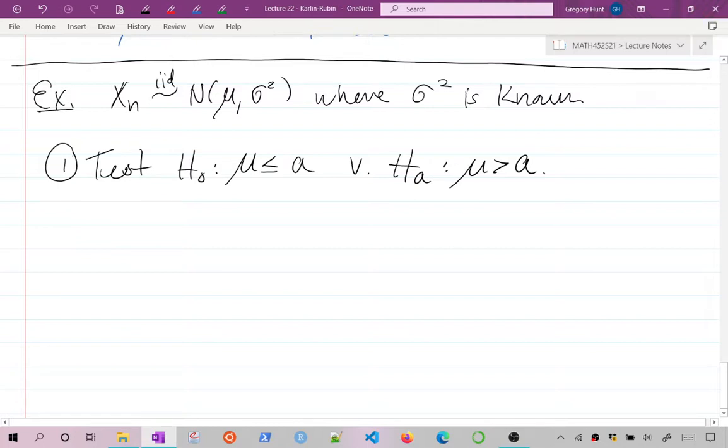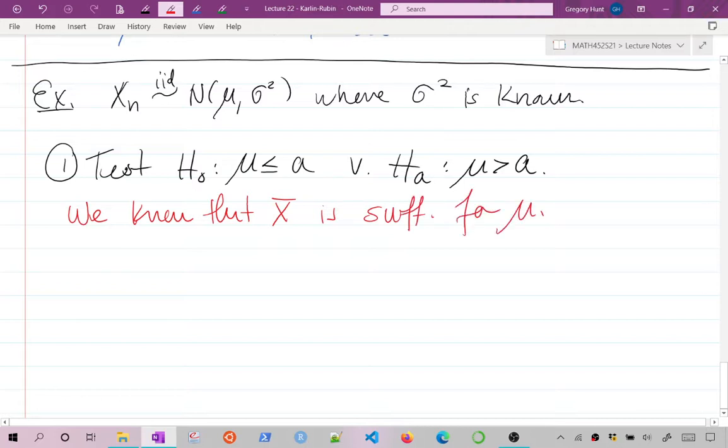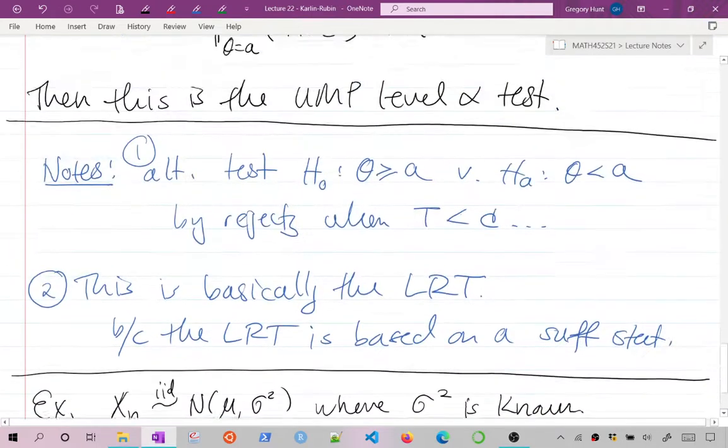What does the Karlin-Rubin theorem say about the best test to use here? Well, we know that x bar is sufficient for mu. And the question is, does x bar have the MLR property?